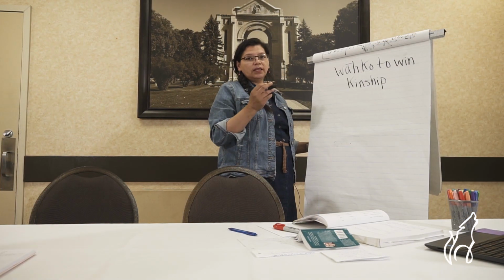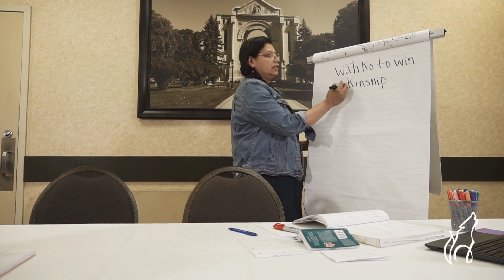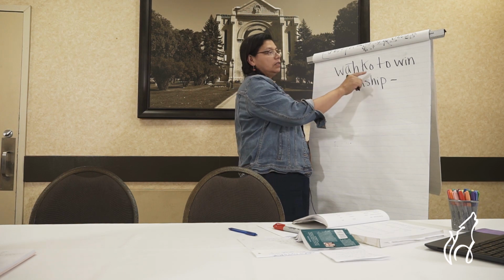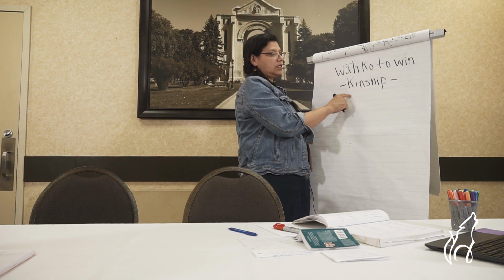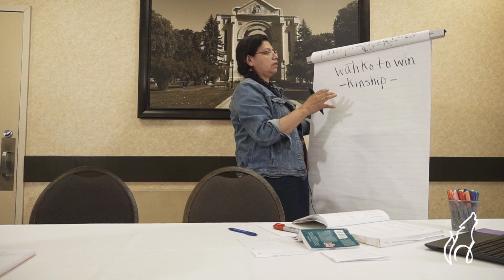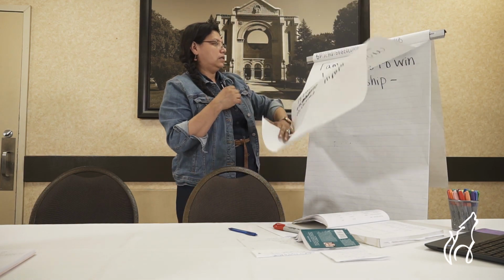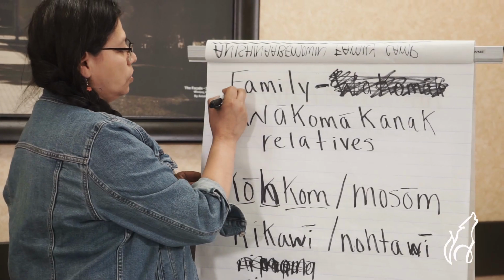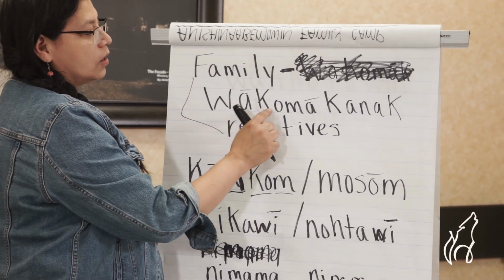For the unit or theme, we're gonna call this kinship, wakutuin. Wakutuin means kinship. So that will be our unit. So we're gonna go back here. So kinship means family and relatives. So when you put those two together, we have wakumaganak.